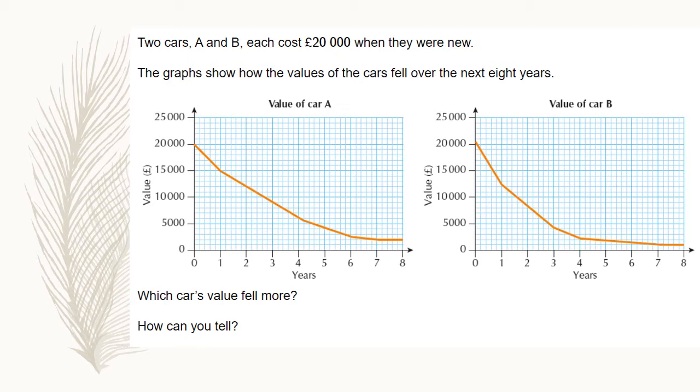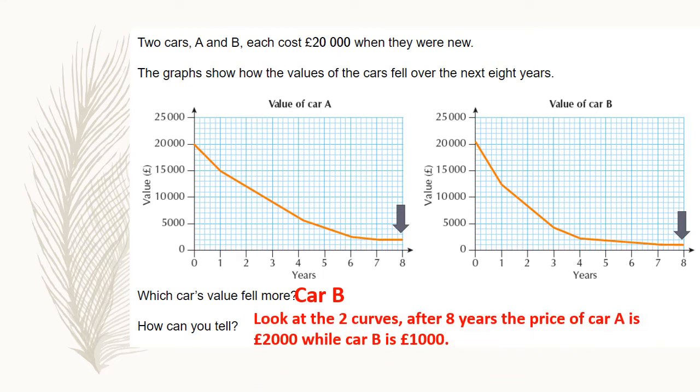If I look at the first graph after 8 years, I will find that the value now is about £2,000. Look after 8 years in car B, you will find that the value is about £1,000. This means that car B's value falls more. How can you tell? It's exactly how I found it. Look at the two curves. After 8 years, the value of car A is £2,000, while car B is £1,000. Another example.